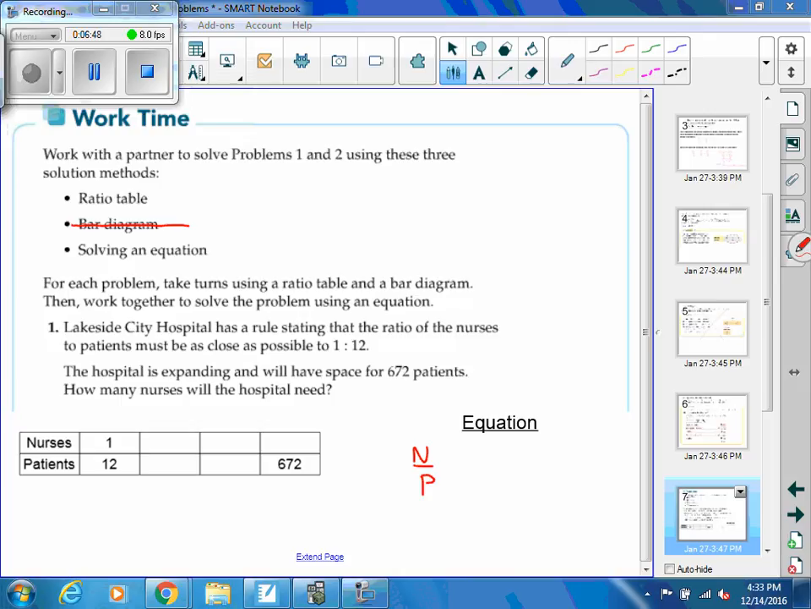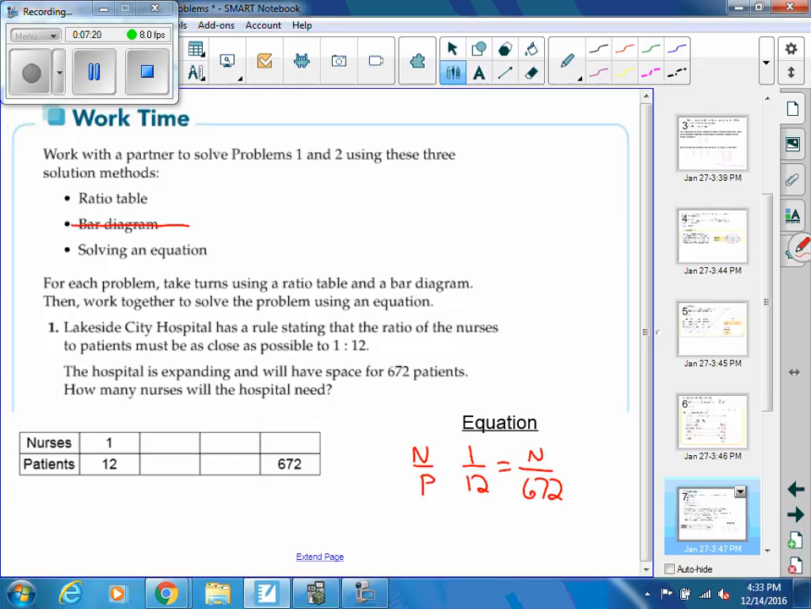And I know that for every 1 nurse, there should be about 12 patients. Now what I also know is they're going to have space for 672 patients. Patients is on the bottom, so that 672 has to go on the bottom of this other ratio. Now to solve this, I'm looking for, I can use n for nurses here, you could just use x, it really doesn't matter.